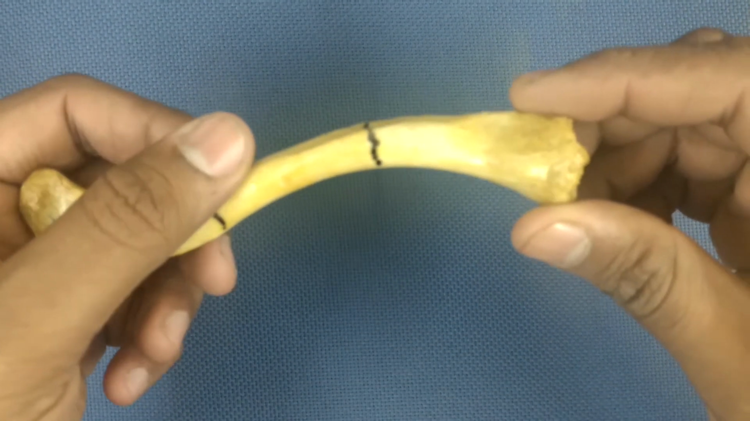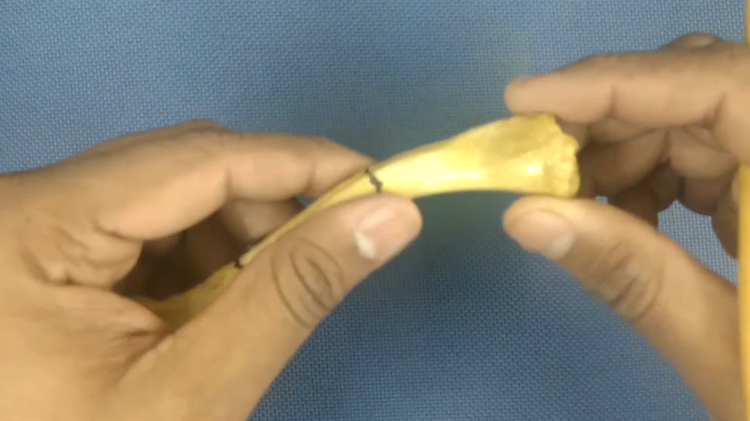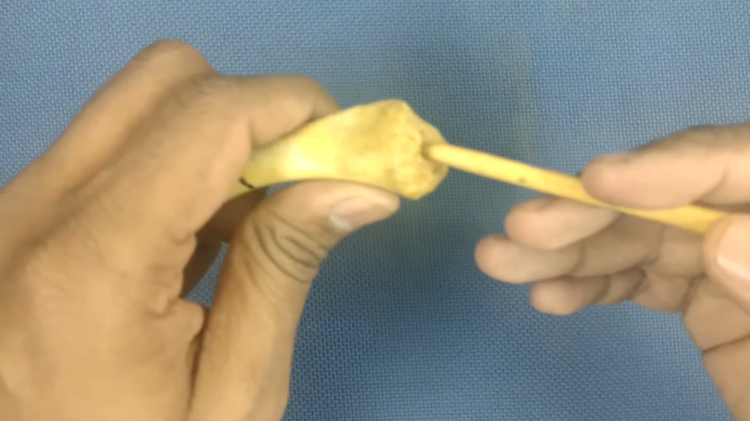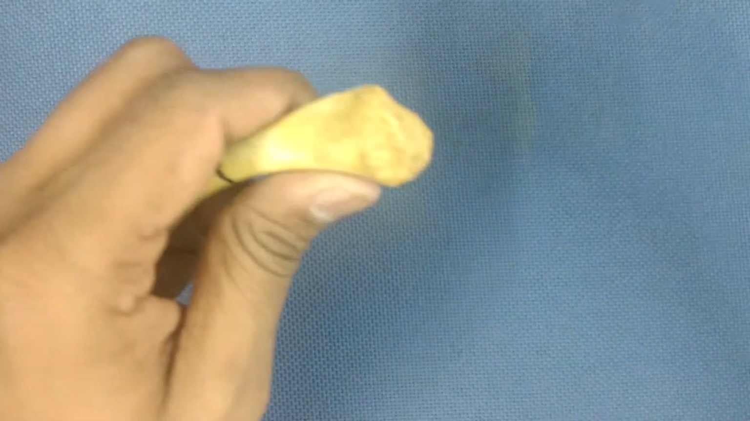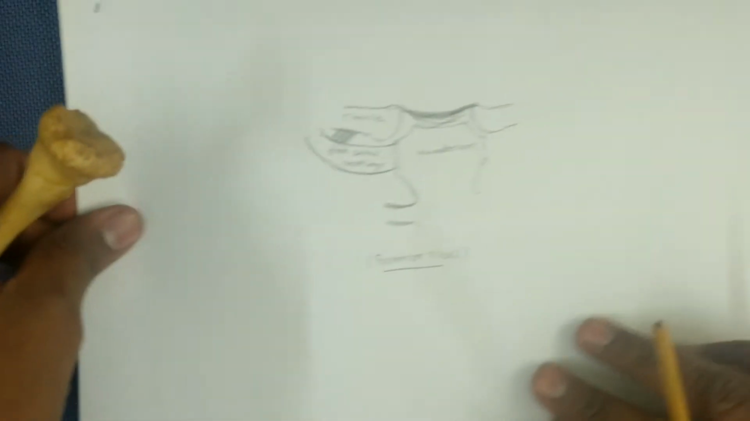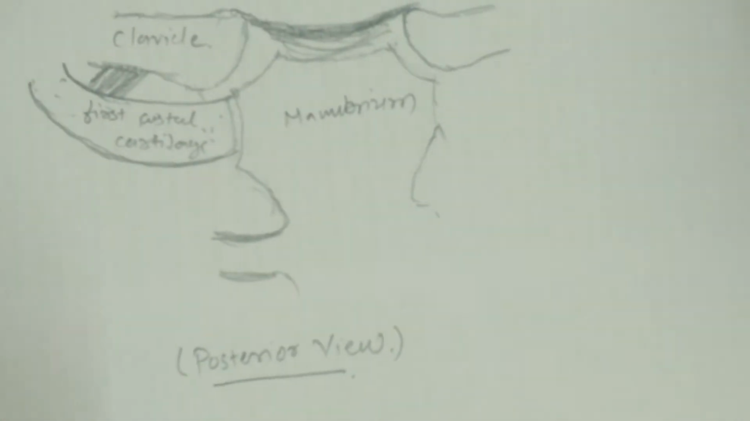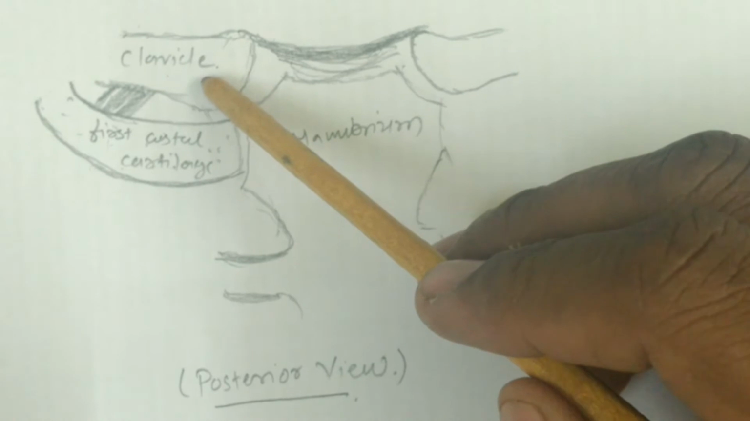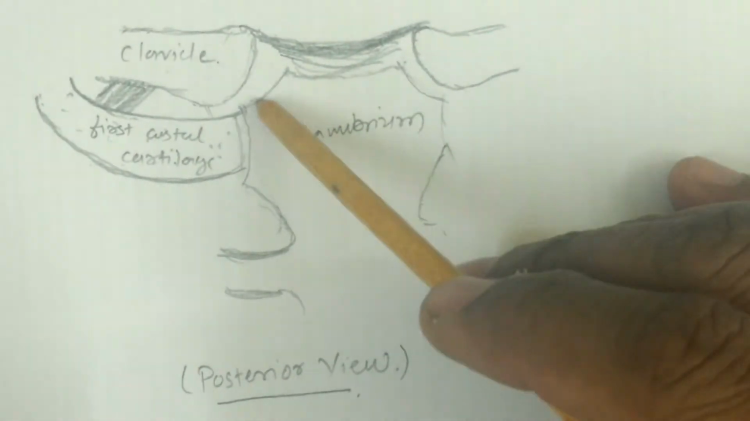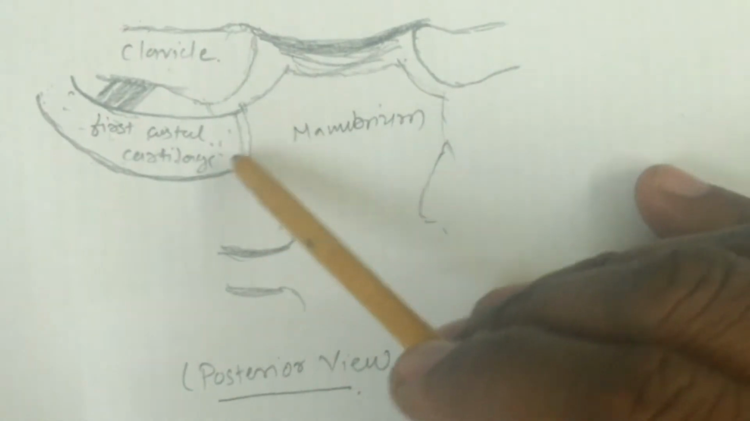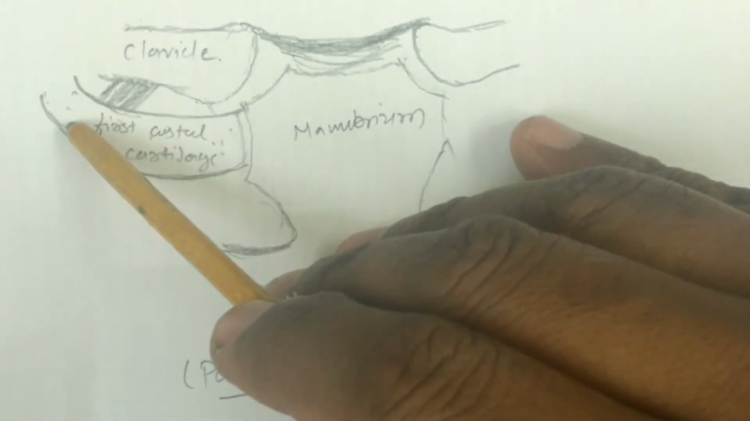Now we will learn about the attachments of clavicle. We'll start with learning the attachments from its medial end. In order to understand the attachments of the medial end of clavicle, we need to focus on this diagram. Now, in this diagram, it has been shown that this clavicle is attached to the manubrium sterni on this clavicular notch, and just below the clavicle there is the first costal cartilage.